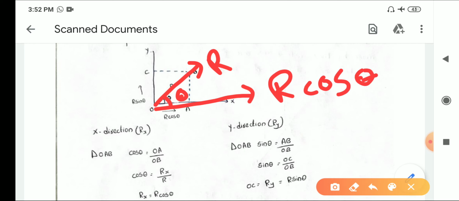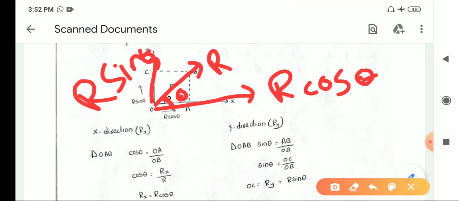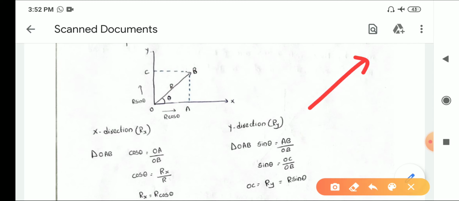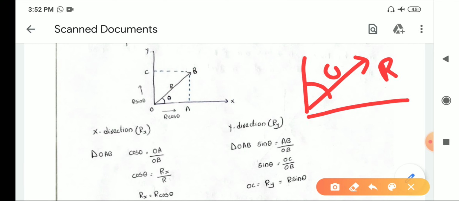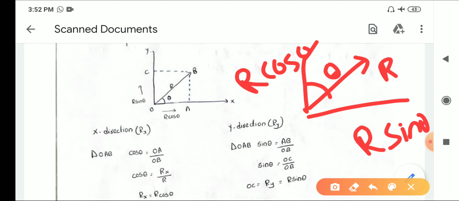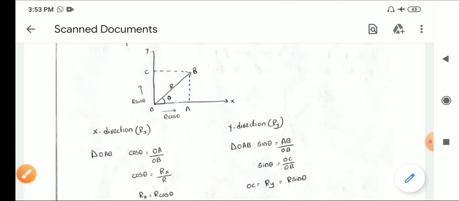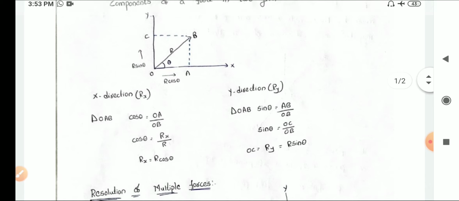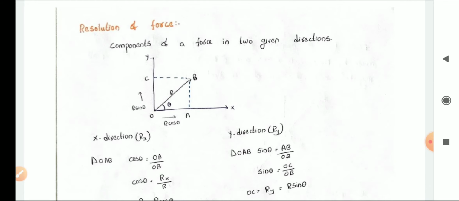And in the absence of theta, which side is theta absent? See, this side is theta, so this side becomes R sin theta. For example, if it is R and it is theta, then this becomes R cos theta and this becomes R sin theta. The component which is along the side of theta becomes cos. The component which is opposite to theta becomes sin. This is a simple shortcut to remember this. No need to do all this calculation. Okay. Now you can resolve a force into two components.